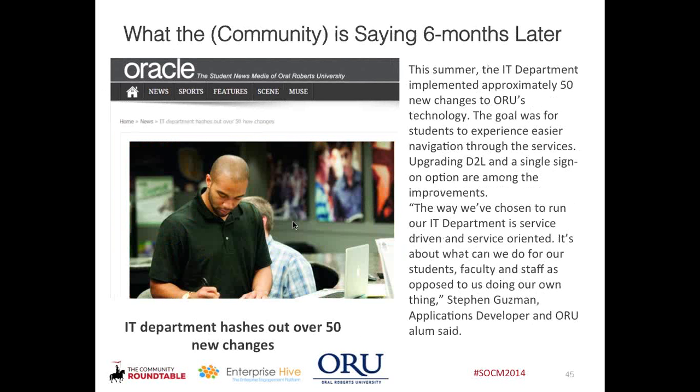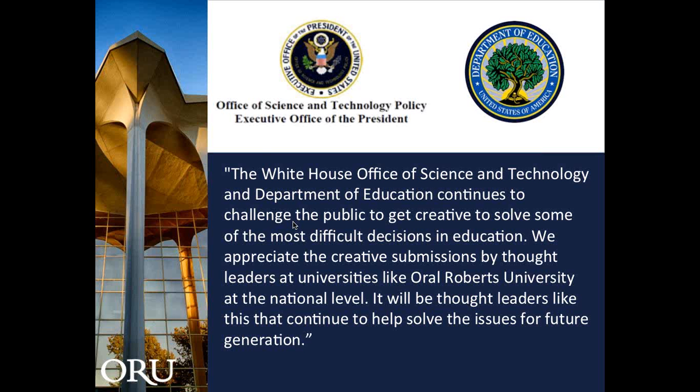Six months later, what are the students saying? The students are still saying that IT is changing. We live in a community called a university that has to continually be changing, improving, and transitioning. But do we have a roadmap to make sure that we're doing it in the right fashion for the right reasons? And so another constituent within our community is higher education as a whole. As you can see from this slide, the White House Office of Science and Technology views Oral Roberts University as critical to helping change education through our research and through other things that we're doing here.